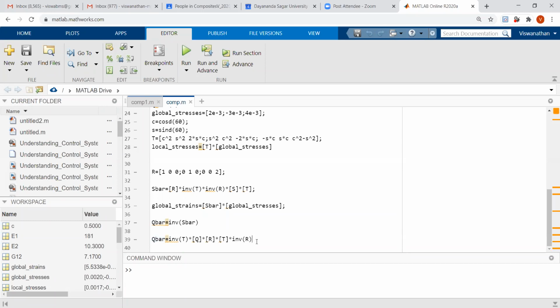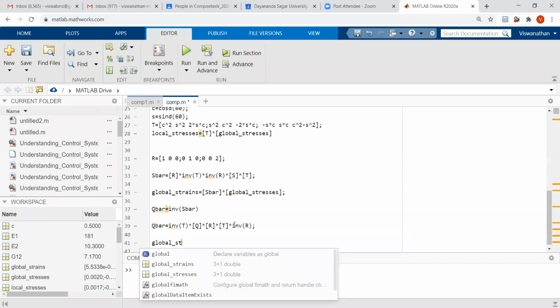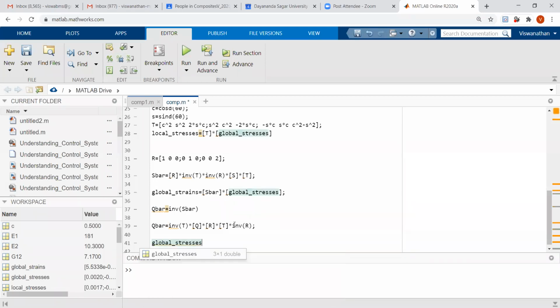Now, what will be this? I can write another line saying global stresses is equal to Q bar multiplied by global strains. I can do this. So now this is how you code in MATLAB.